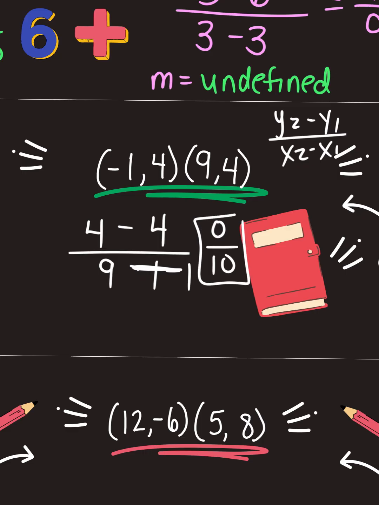So if the answer is 0 over 10, what is the actual slope? 0. If the 0 is in the numerator, then that means the slope is 0. What kind of lines have a slope of 0? Flat. Flat isn't the right word. Horizontal. Horizontal lines have 0 slope. Vertical lines have undefined slope. Horizontal lines have 0 slope.